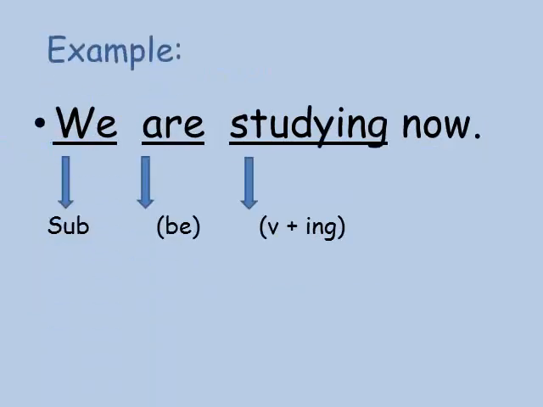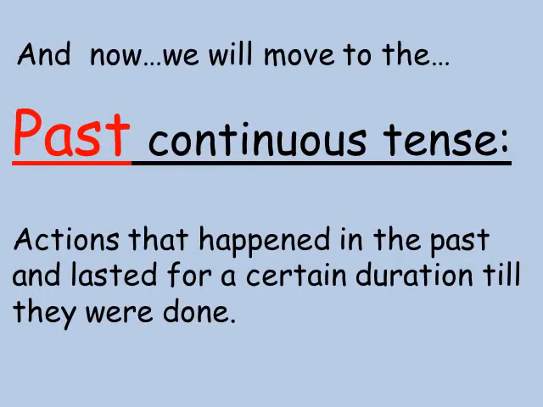For example, we are studying now. We, the subject, are is verb be. Studying is the verb with ing. This is how we usually form it. Now, we will move to the past continuous tense.